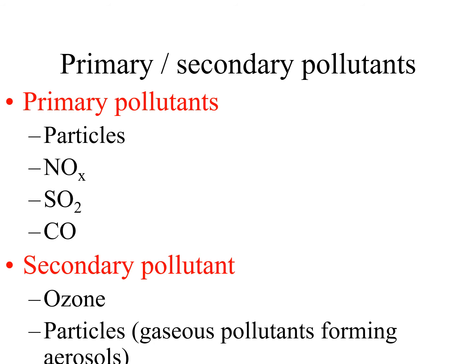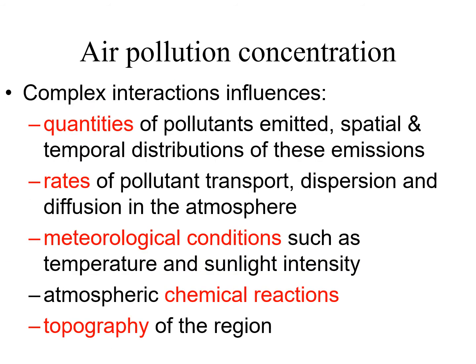Primary and secondary pollutants. Primary pollutants are particulates, nitrogen oxides, sulfur dioxide, carbon monoxide. Secondary pollutants are ozone and particles, gaseous pollutants forming aerosols. Air pollution concentration: complex interaction influences quantities, rates, meteorological conditions, chemical reactions, and topography. These are factors interacting together to cause air pollution.